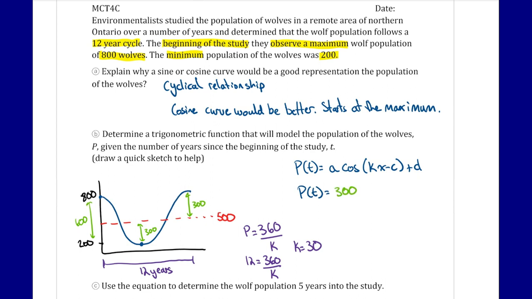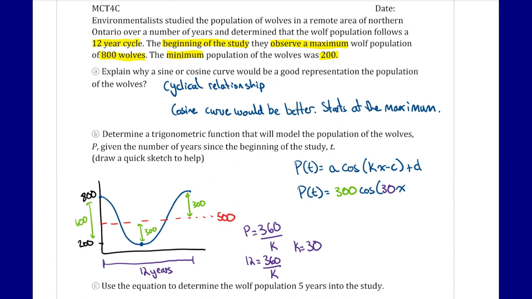It's not flipped because we're starting at a maximum. The base function for the cosine curve starts at the maximum. So it's just going to be positive 300 because of the amplitude. Cosine, I already found my K value, which is 30, because there's 30 cycles per 360, or 360 divided by 30 gives us a period of 12 years. So 30x.